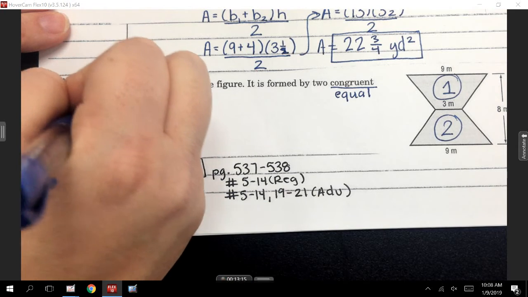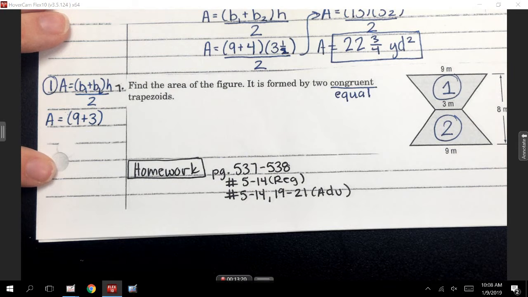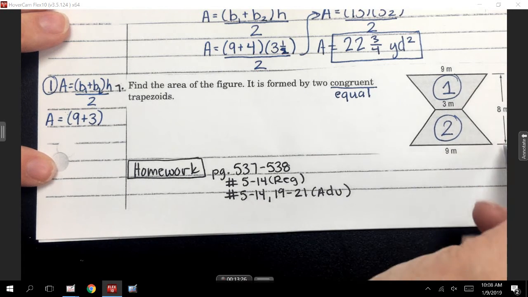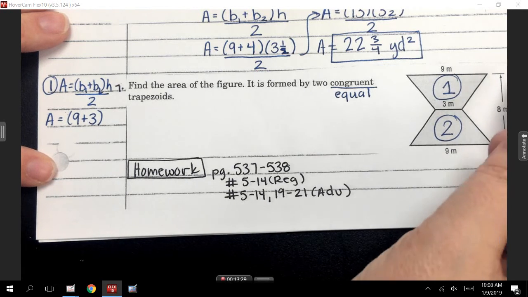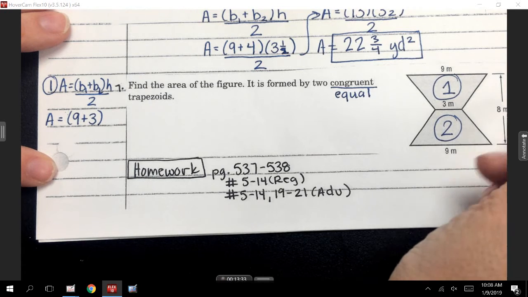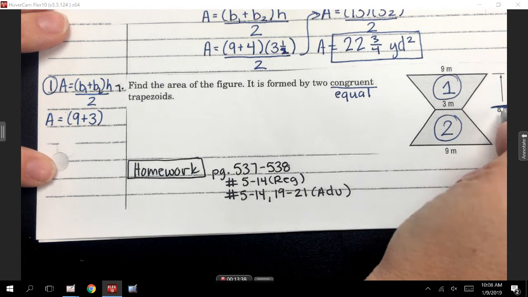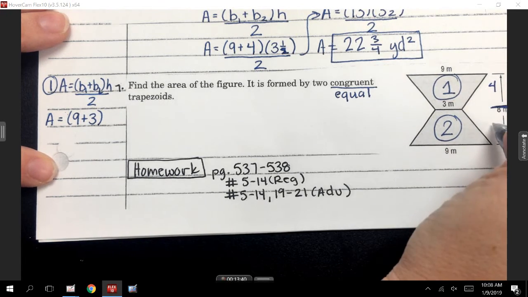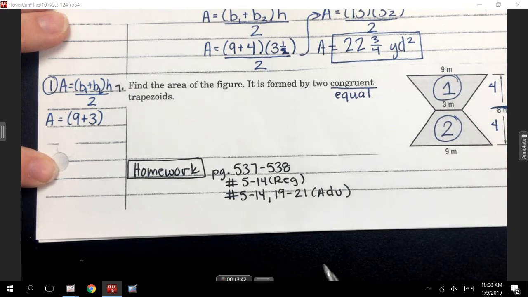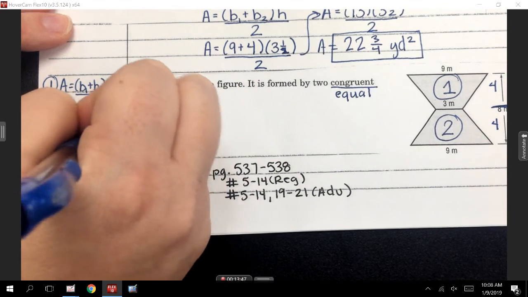9 plus 3. And what is my height going to be? This one's a little bit tricky. What is my height going to be on trapezoid 1? Sasha? 4. But this says 8, Sasha. So why is that trapezoid only 4 meters high? And remember, we only want to cut this in half, right? If 8 is the whole thing, that leaves 4 for the top and 4 for the bottom. So my height now is actually 4 divided by 2.